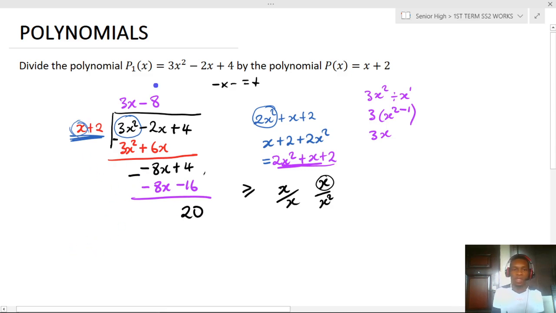Therefore, what is the value when we divide? Our value is 3x minus 8. This is also called our quotient, q of x. The value we get is called the quotient, and then the remainder r is equal to 20. When we come back next time, we'll take more divisions, and see you in the next video.